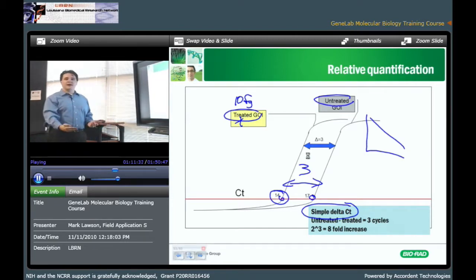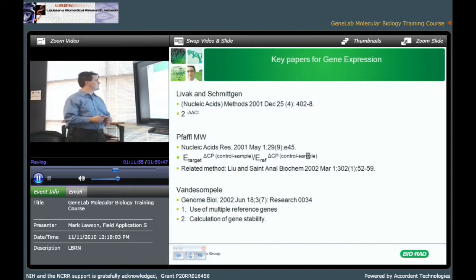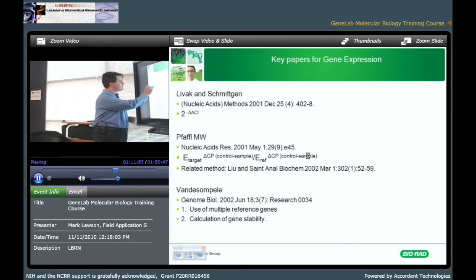So in order to normalize for all those load amounts, all those relative load differences, I'm going to do what we've done in Western blots going back several decades. And that is, we're going to strip and reprobe for beta-actin, or in this case, we're going to do a simultaneous assay for a housekeeping gene. And the key papers here, actually the first one to propose this was Pfaffl.